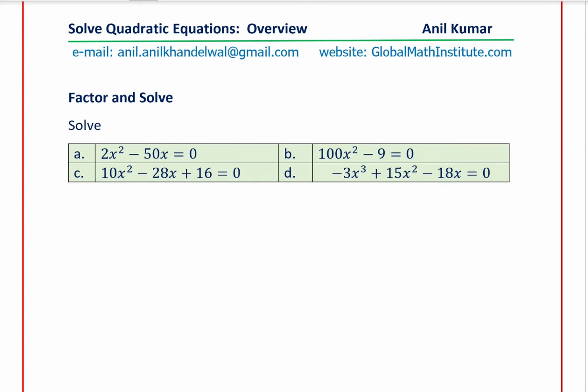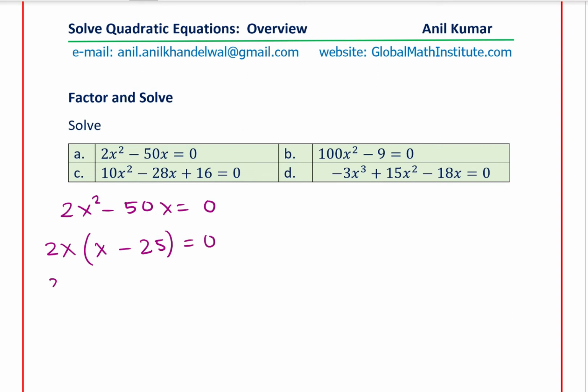The next example, we have four parts in this. This time we have to factor and then solve. So let's begin with the very first one, which is 2x squared minus 50x equals 0. We can do the group factoring. So we get 2x times (x minus 25) equals 0.